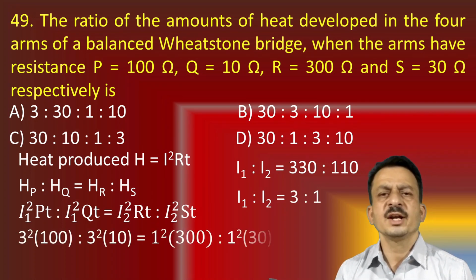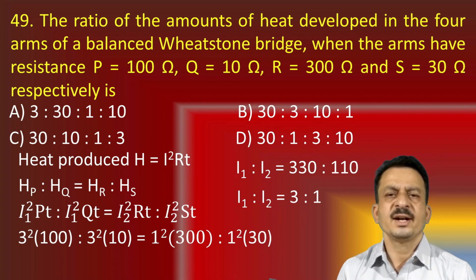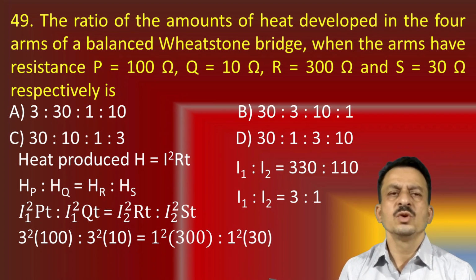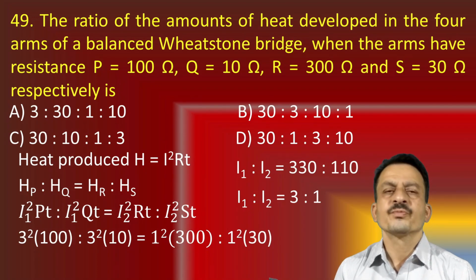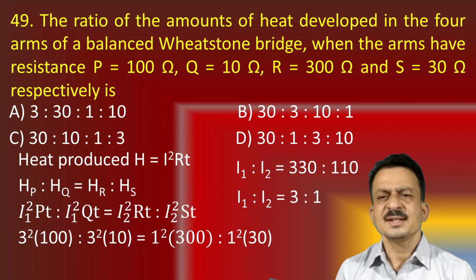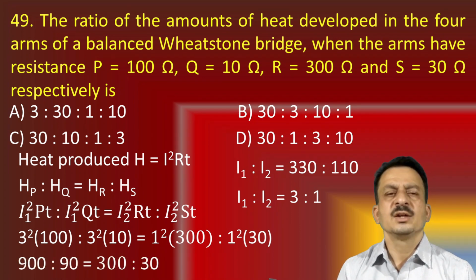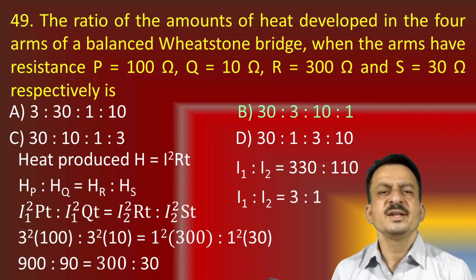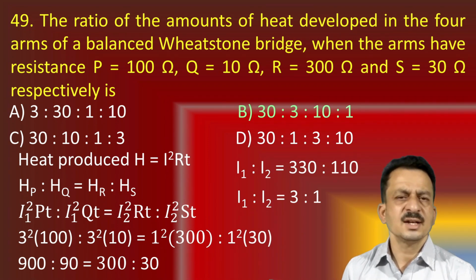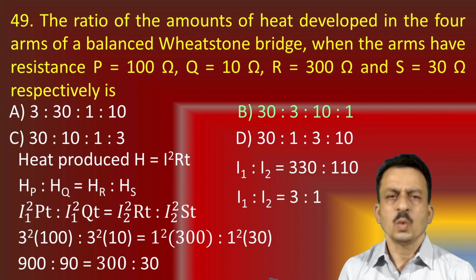Now, substituting the values here, I1 is 3 square, P is 100 is to I1 is 3 square, Q is 10 is to I2 is 1 square, R is 300 is to I2 is 1 square, S is 30. Now, simplifying this one, 900 is to 90 is to 300 is to 30. Now, dividing throughout by 30, we will get 30 is to 3 is to 10 is to 1. Hence, B is the right answer.